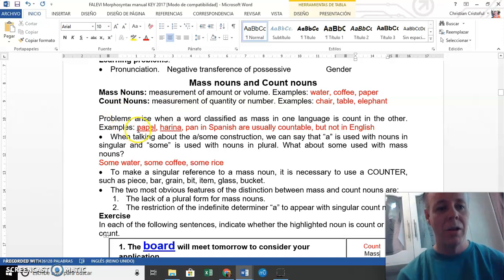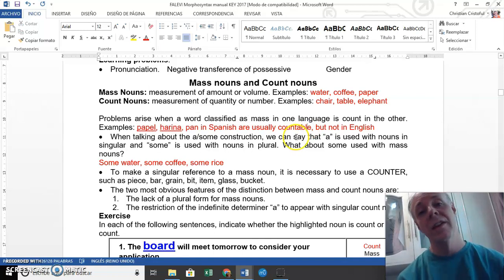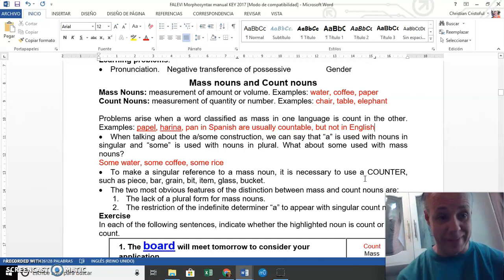For example, papel, harina, pan in Spanish are normally countable. We say, voy a comprar un pan, o traje dos, pasamos por un pan, or something like that. Yeah? Quiero dos harinas del súper. In English, we don't say like that, or we're not supposed to say like that. Okay? So there is a problem, an issue there.